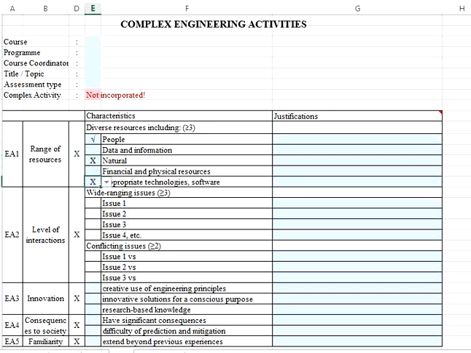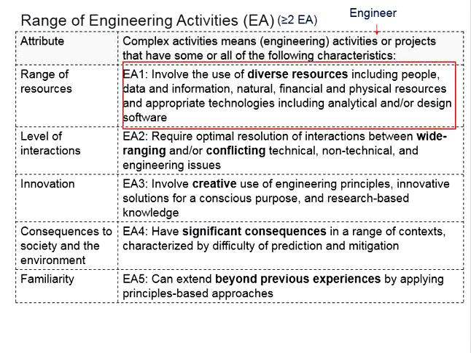Let's say now we are talking about people as the main resources involved, but you have people from different natures and expertise, and you have 3 groups of people. Or probably you involve natural resources, at the same time financial resources, and also physical resources. Will it constitute EA1? This will have to go back to how you interpret the statements here.